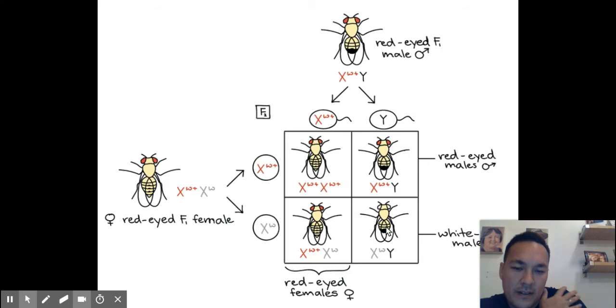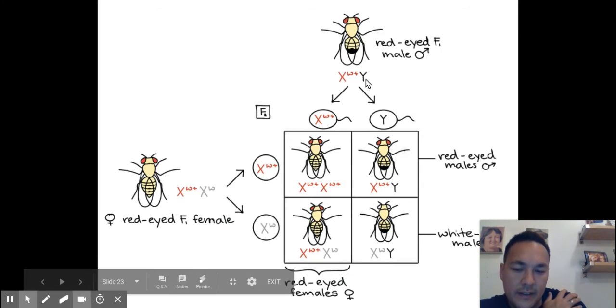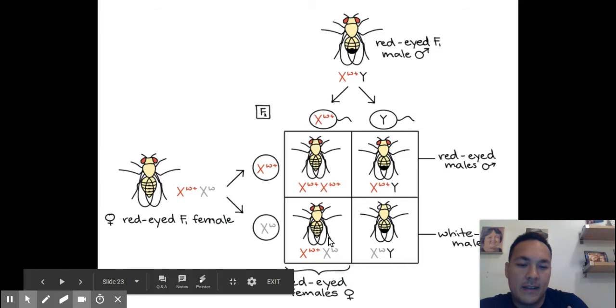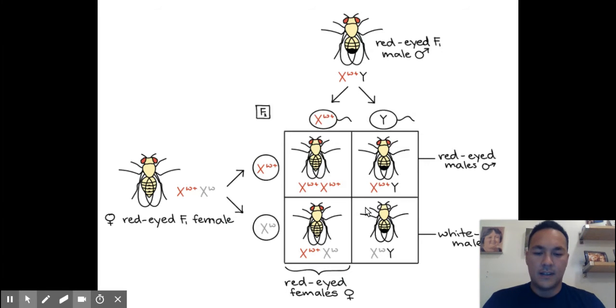So if this wasn't on the sex chromosome, then we would expect this to be on a white allele here, and so we would expect to get more of a mix between females and males. But because we don't, Thomas Hunt Morgan and his graduate student Alfred Sturtevant, who I love, he used to smoke pipes, figured out that it's a sex-linked trait.